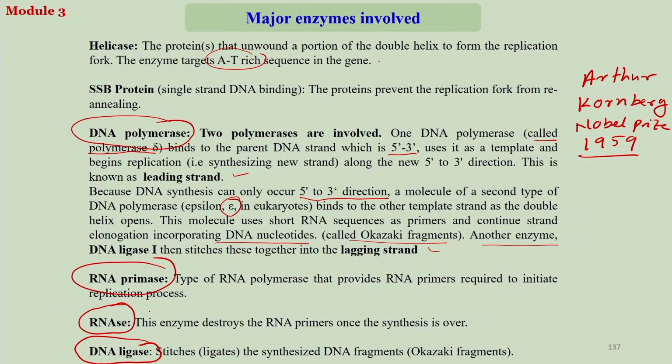Then you need to destroy the RNAs, that is the enzyme RNase. This enzyme destroys the RNA primers once the synthesis is over. And finally, you need to stitch things together, that is done by the DNA ligase that stitches the synthesized DNA fragments, or that stitches the Okazaki fragments basically. So, these are more or less the simplified version of the DNA replication process.